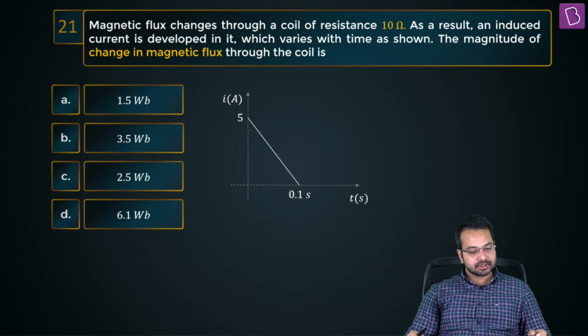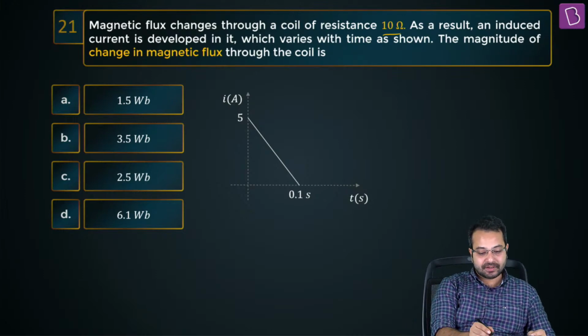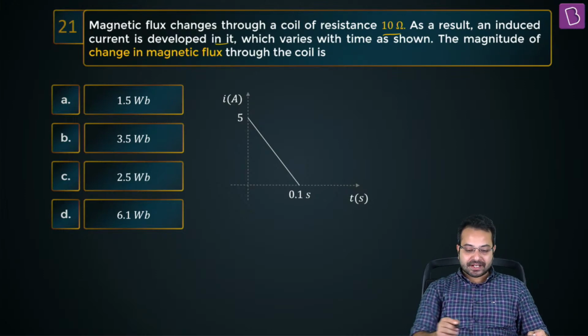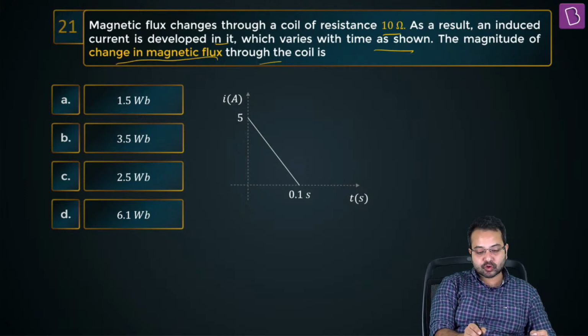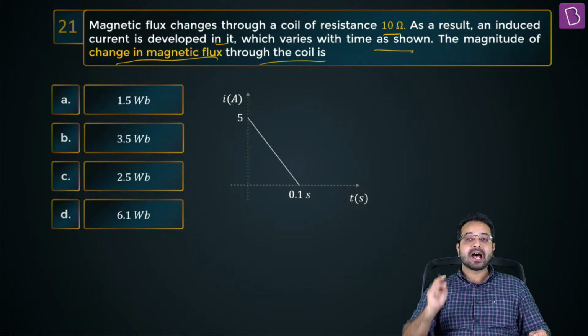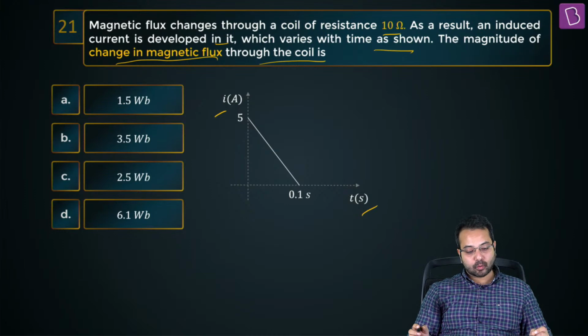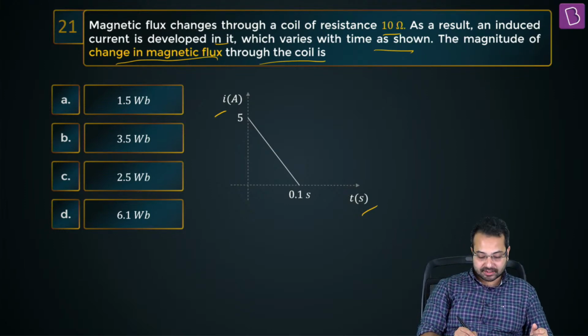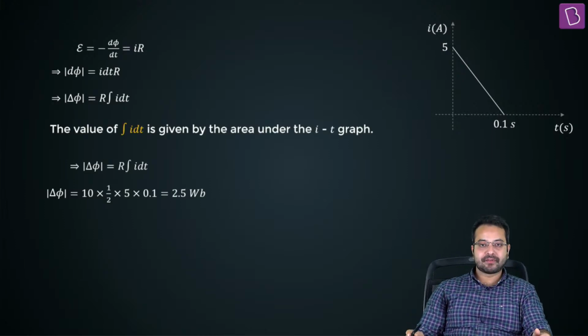Alright, next up, magnetic flux changes through a coil of resistance 10 ohm. As a result, an induced current is developed in it, that's obvious, which varies with time as shown. The magnitude of change in magnetic flux through the coil is. So we have a graph between current and time and we have to find out what is the change in magnetic flux. Alright, so obviously what we're going to use here is Faraday's law.